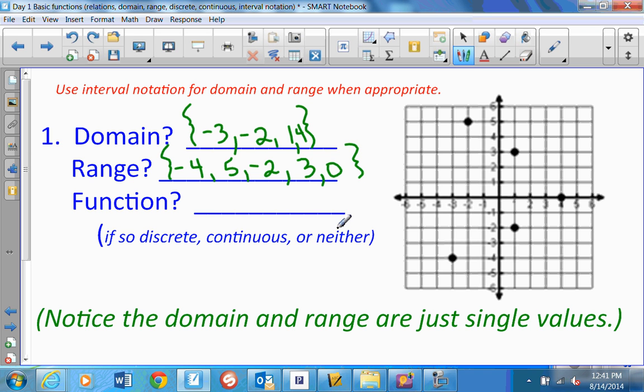So, is it a function? No way. Because a vertical line right here hits it twice. So no, not a function. However, it is a relation because it's a pairing of numbers. Is it discrete, continuous, or neither? Discrete. Yep, very good. All relations can be discrete or continuous.